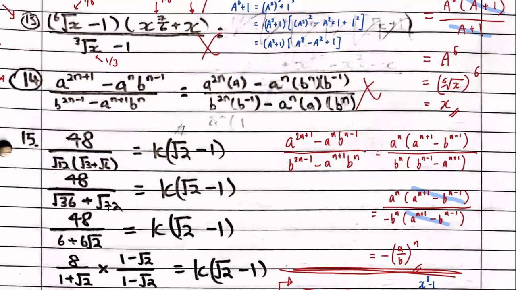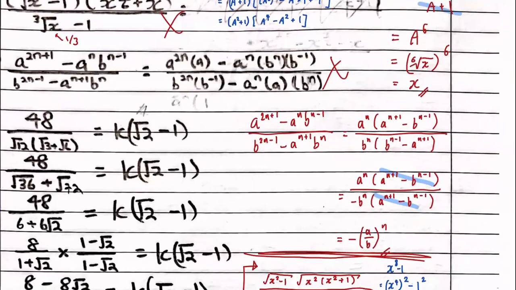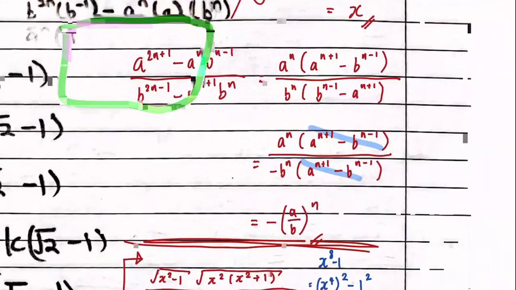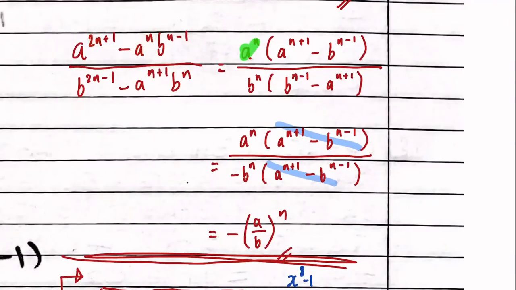Factorization is difficult in the sense that you need to guess and check. So here, what you realize is that in a power 2n, there's an a power n you can factor out, right? So after you take out a power n, what happens? You're left with a power n plus 1. How do you check that it's correct?